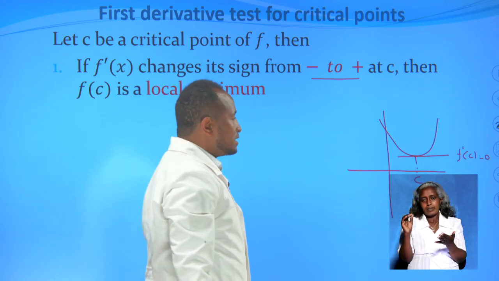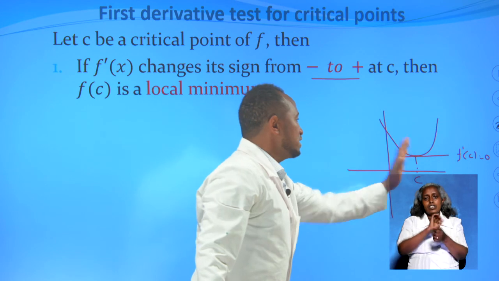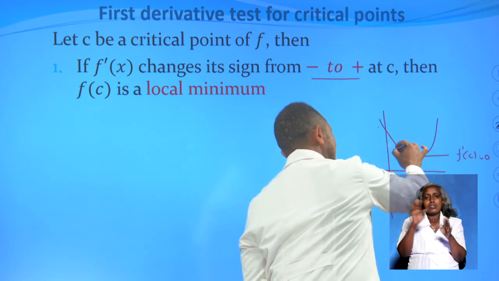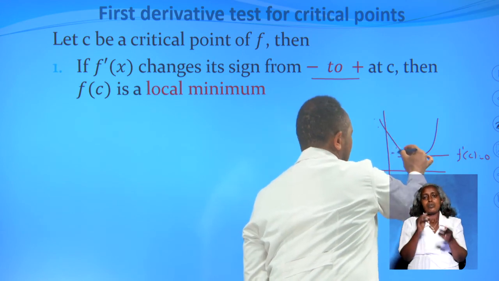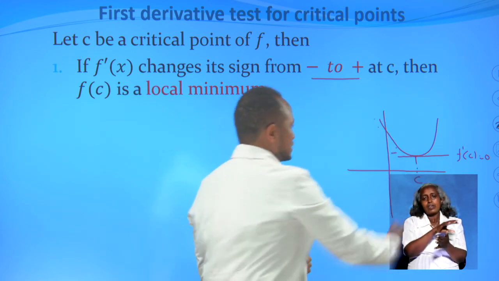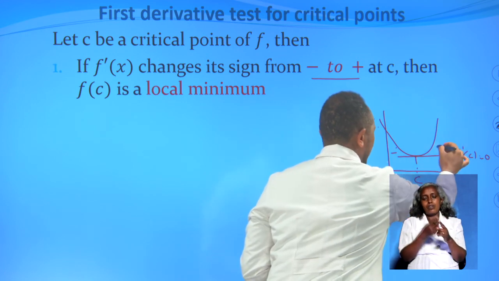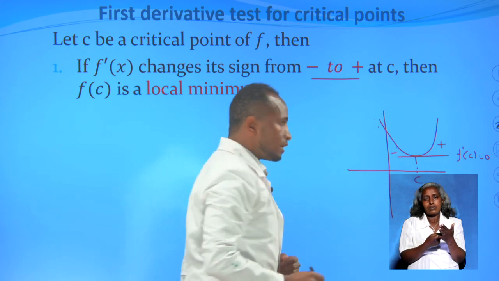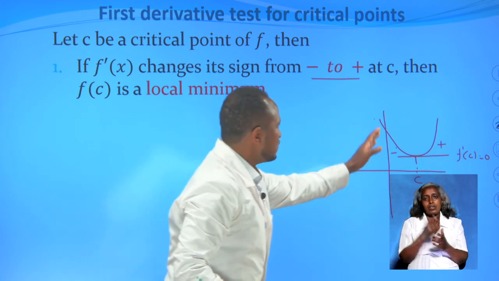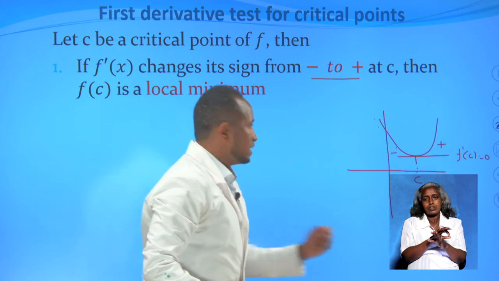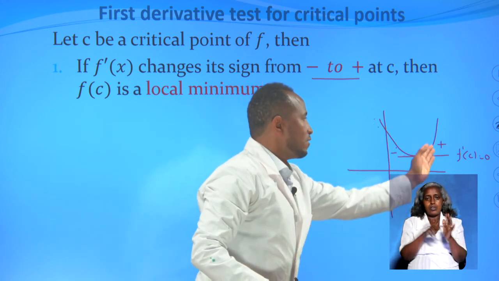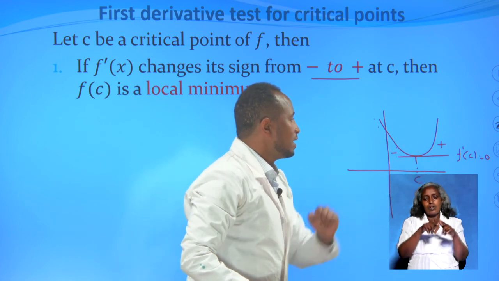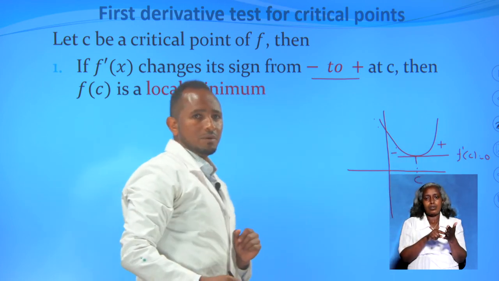And the derivative of this function is changing: for this part the function is decreasing, or the slope of the tangent line for this part is negative, and the slope of the tangent line for this part is increasing, or if you take a tangent line for this one, it is positive. If the derivative of the function changes from negative to positive at the critical point, then we call this point a local minimum point.